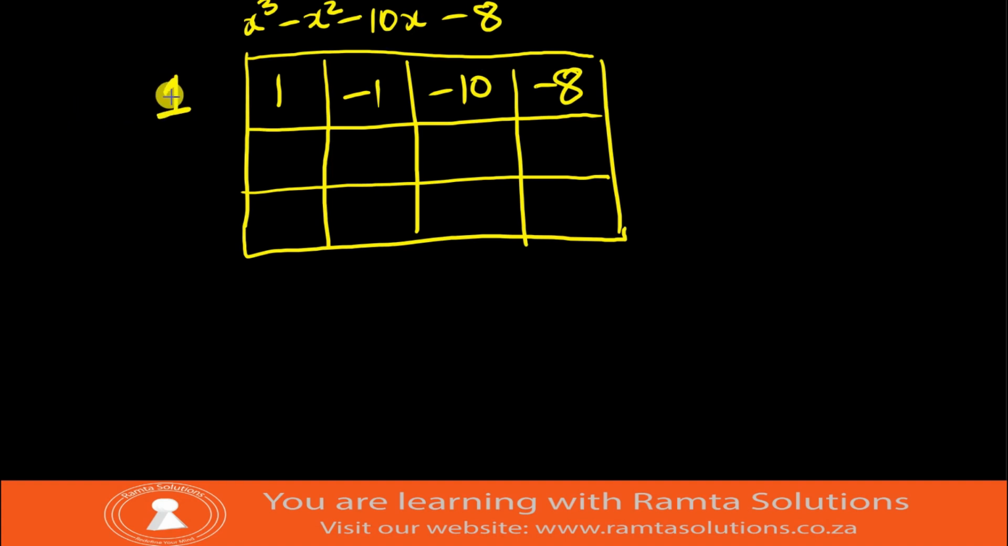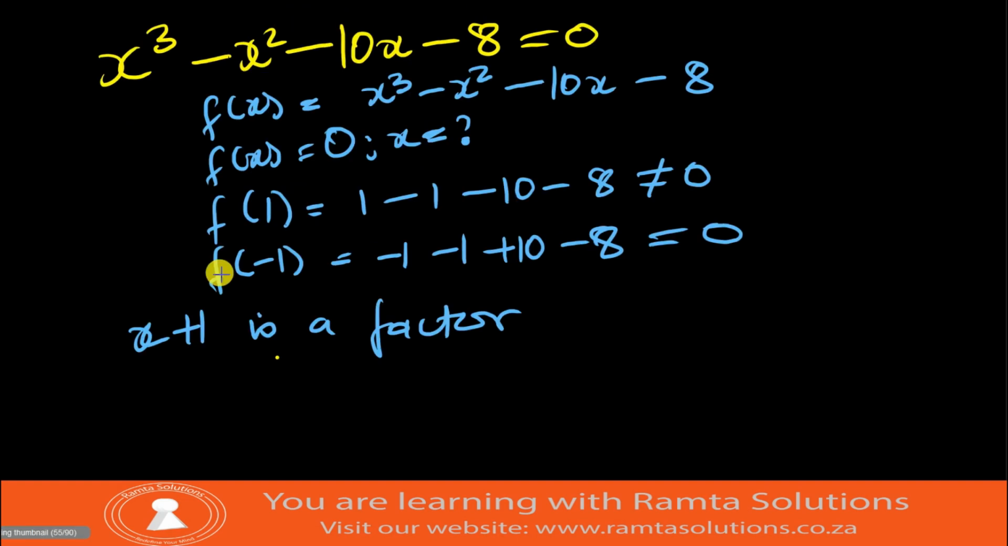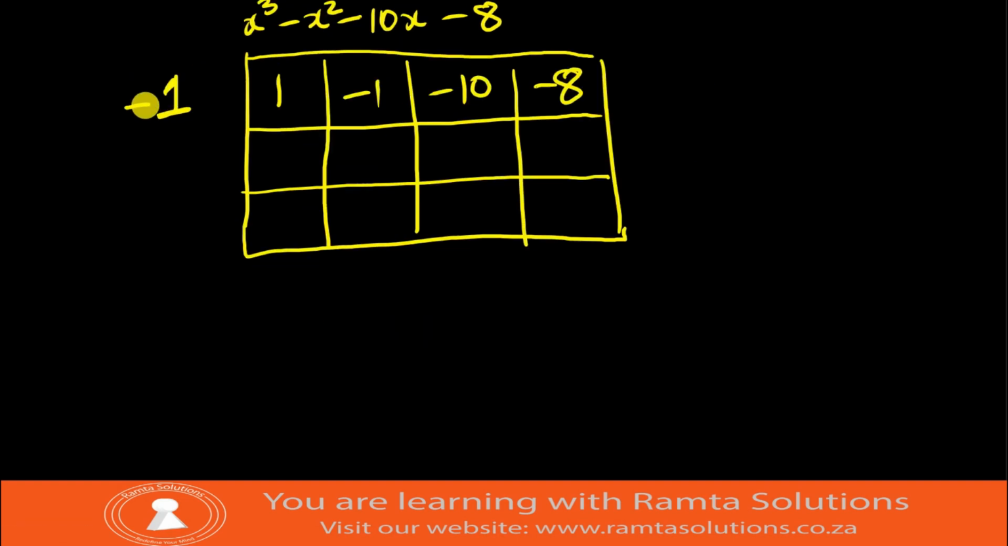Remember, x equals minus 1. So you write that minus 1 here. Now I will show you how we do this. First, this is 0. So you'll be saying 1 plus 0 is 1. 1 times minus 1 is minus 1. Negative 1 plus negative 1 is negative 2.